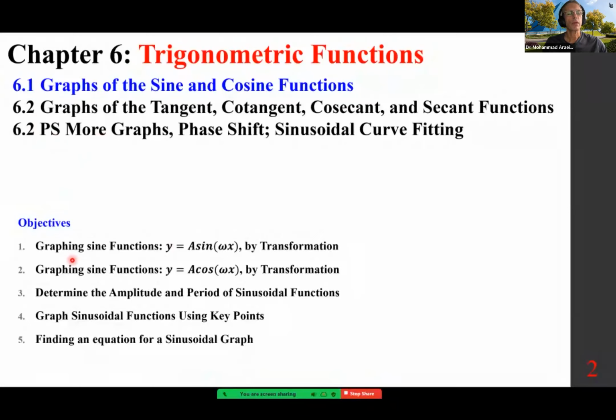So the objectives: we are going to look at y equals a sine omega x and a cosine omega x by transformation. And we are going to determine the amplitude and period of sinusoidal functions. We also are going to graph sinusoidal functions using key points. And finally, finding an equation of a sinusoidal.